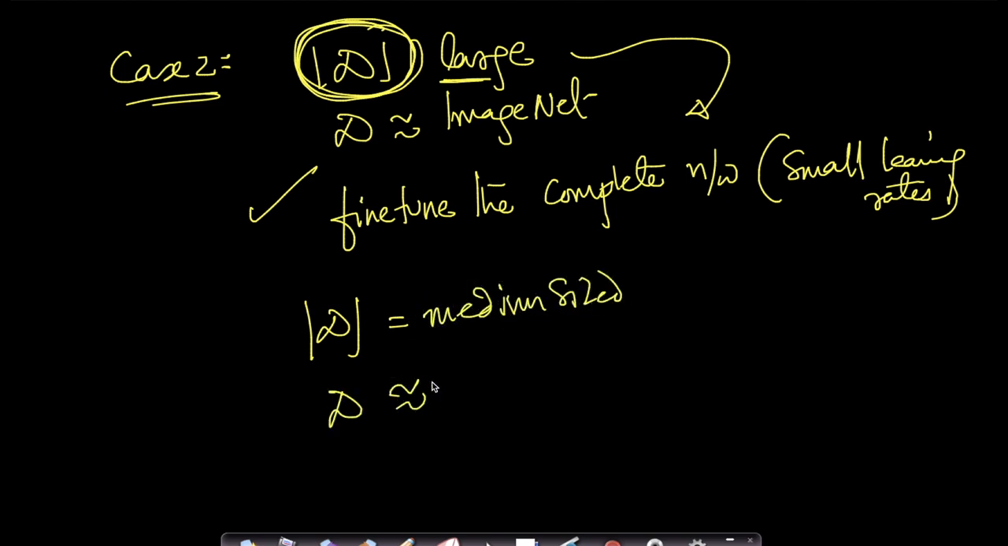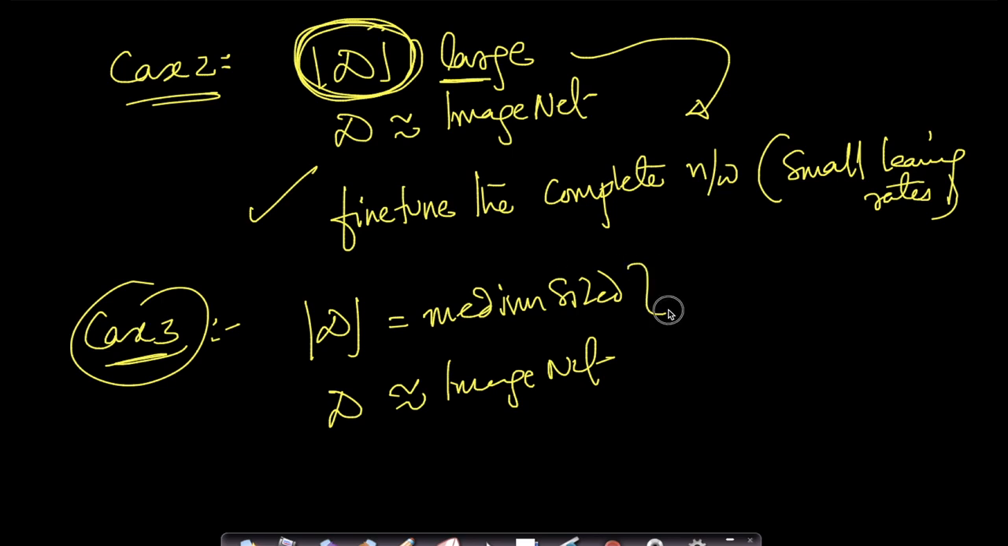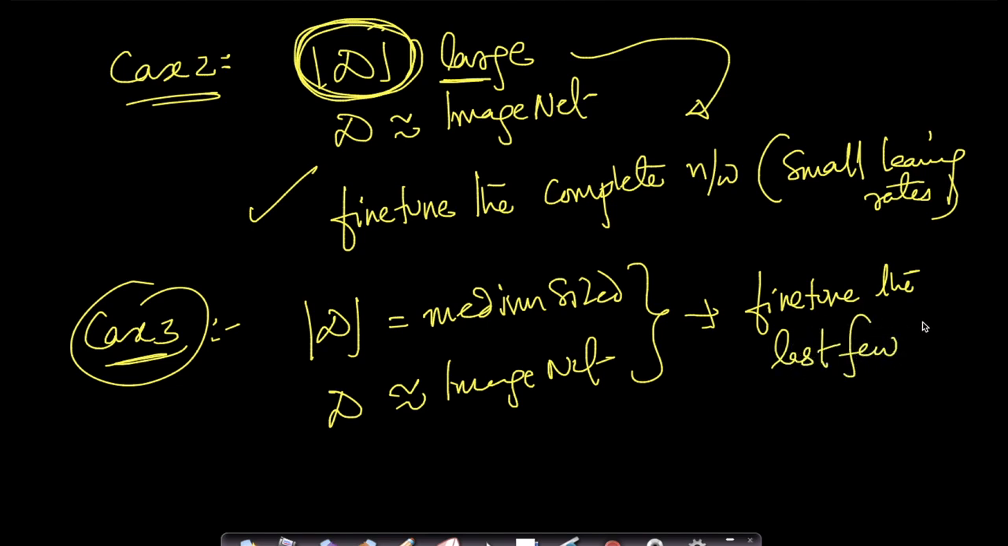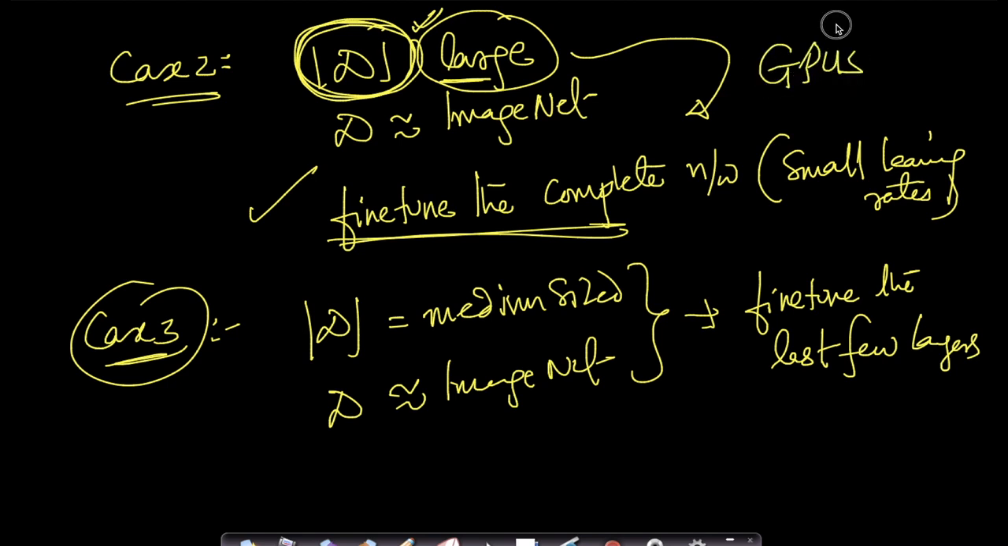And D is very similar to my ImageNet data set. Okay, let's think of this as case 3. If this is the case, then I can just choose to fine tune the last few layers. If the original data set is large, I can fine tune the complete neural network, because I have lots of data. And imagine I also have extremely powerful GPUs. If you don't have GPUs, processing large amount of data is hard. So if you have medium-sized data, you might want to fine-tune just the last few layers.